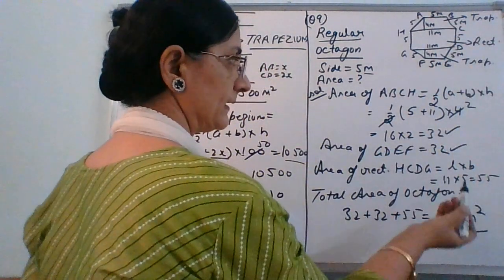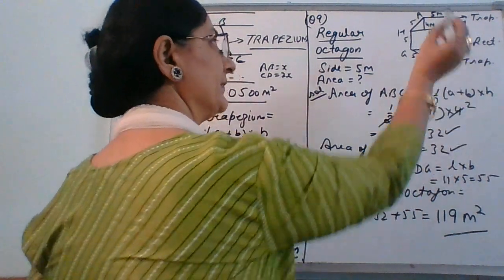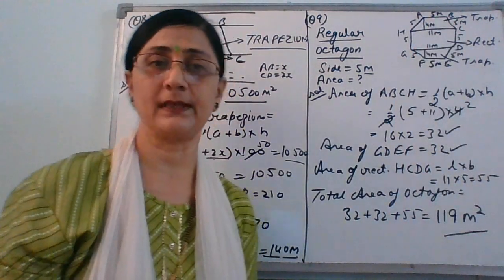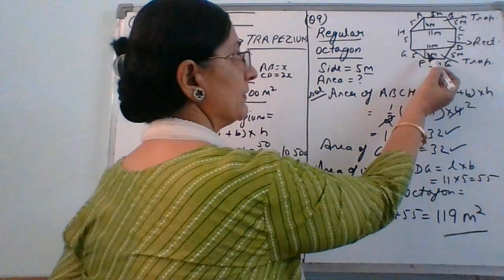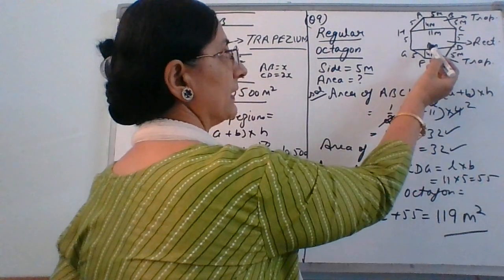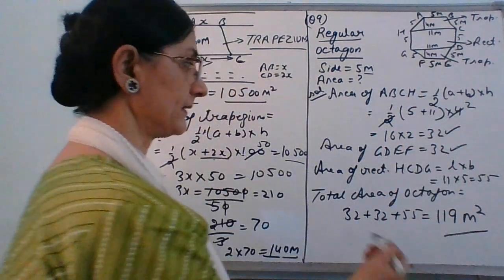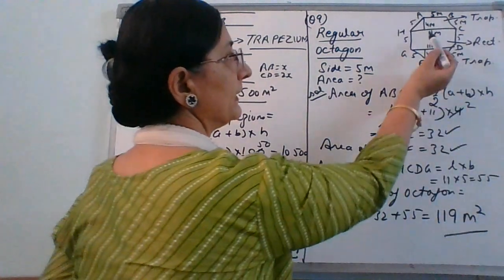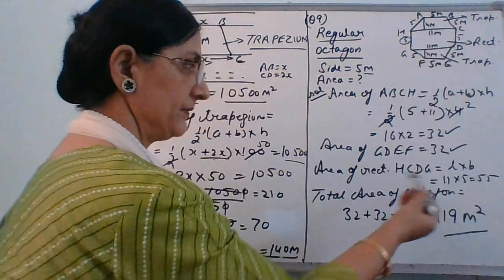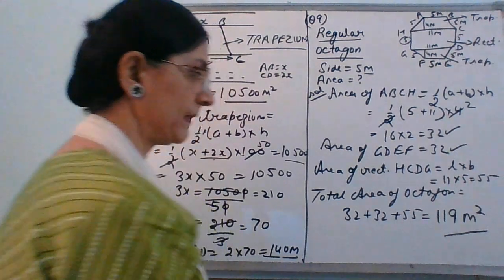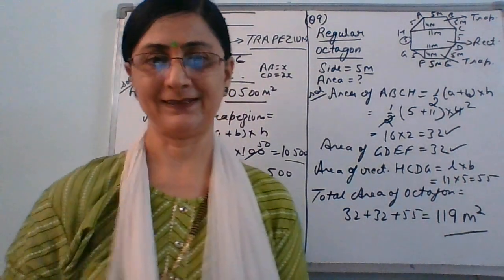हमने 2 trapeziums का निकाला, half base into height. एक का निकाला, that is same, तो दूसरे का भी same होगा. क्यों same होगा? क्योंकि sides तो same ही है. वही same 4 है height और 11 और 5 parallel sides है, तो same आंसर आता है. Rectangle होता है length into breadth. Length है 11, breadth है 5, 55. Add कर तो 32, 32, 55. That comes out to be 119. I hope it's clear now.